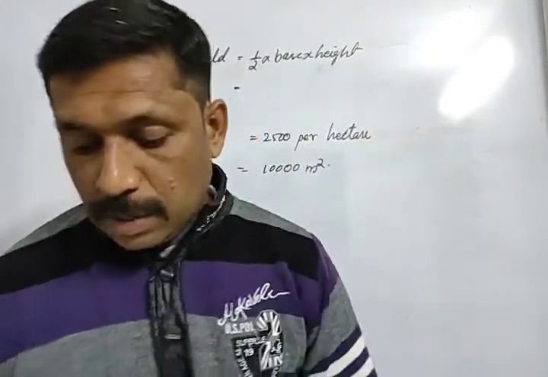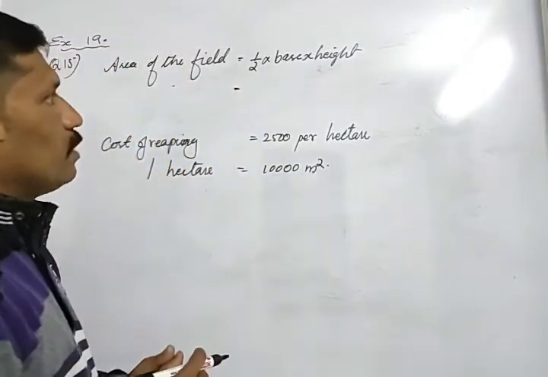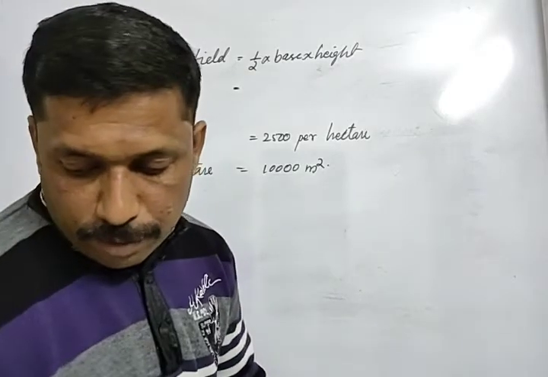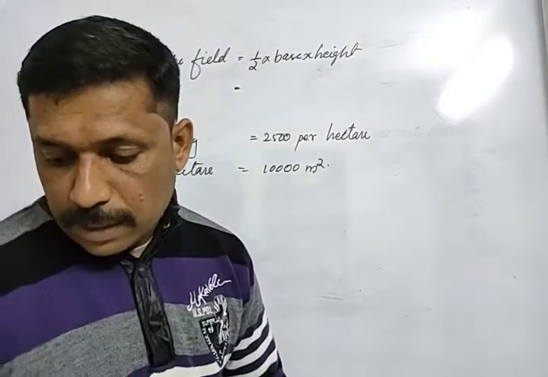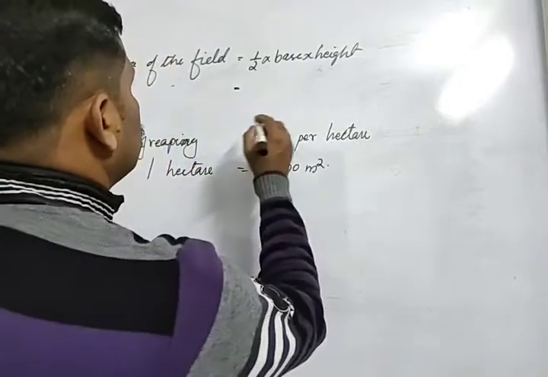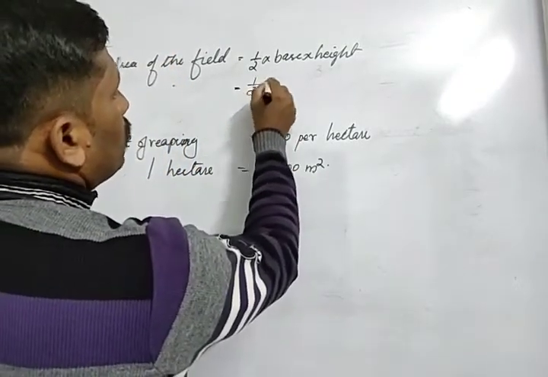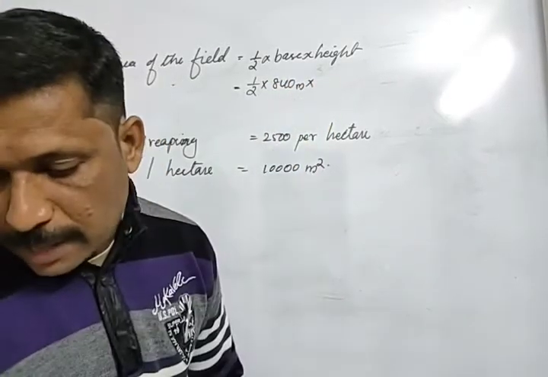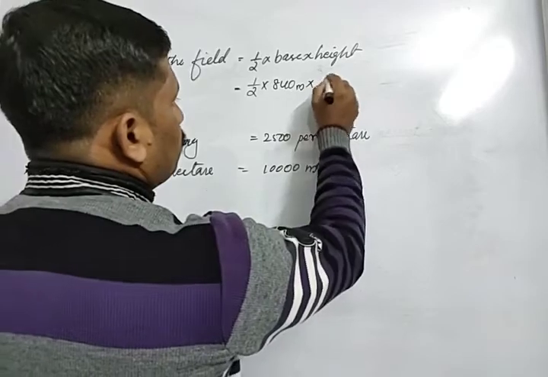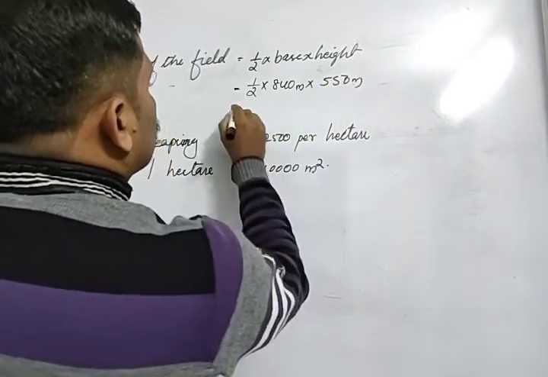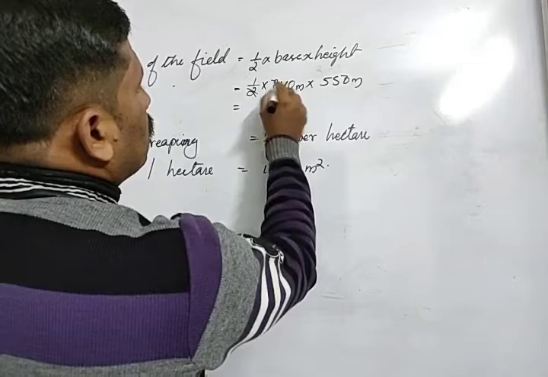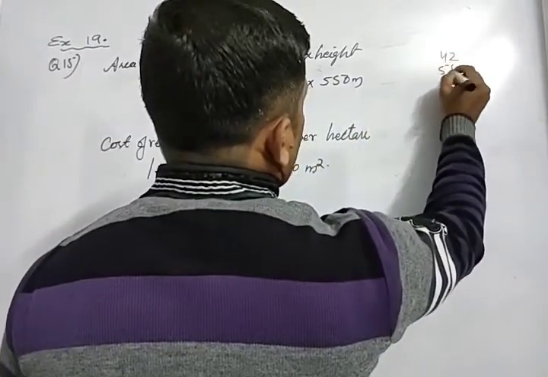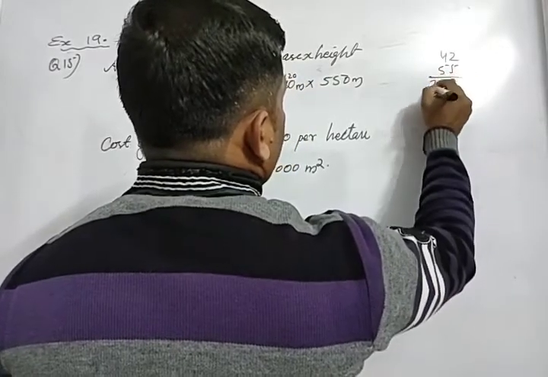So here, look at the question here. The area of the field is half into base into height. Half into base into height, and base is given 840. If the base of triangular field is 840 meter. So half into base is equal to 840 meter, and the height that is given, the height is equal to 550 meter. That is equal to, here we cut, is equal to 420 into 55. 42 into 55, we multiply 5 to 10.